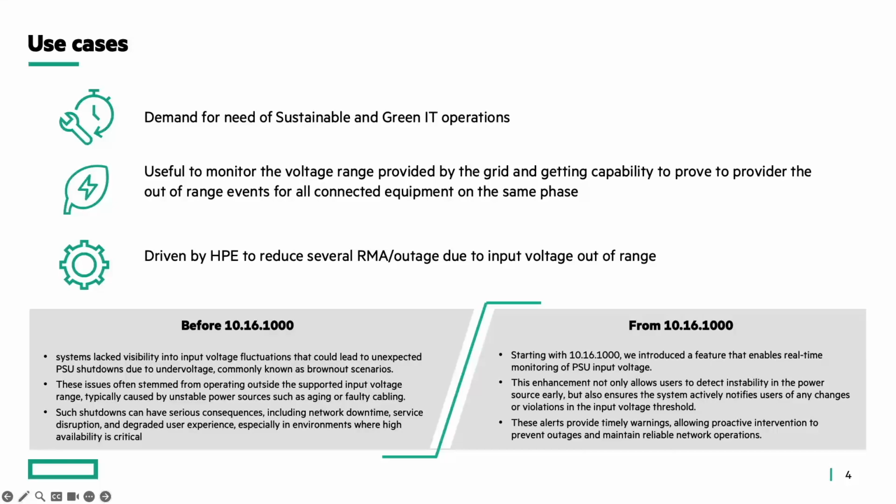Operating out of input voltage specification may cause PSUs to shut down due to undervoltage, that is brownout scenarios. This is often caused by instability in the power source, such as bad or aging cabling. Hence, monitoring the PSU's input voltage can indicate and warn the user if there is any power source instability in the environment.